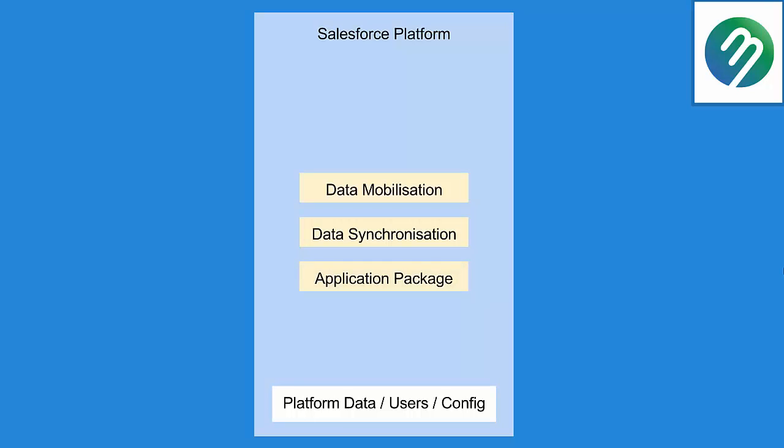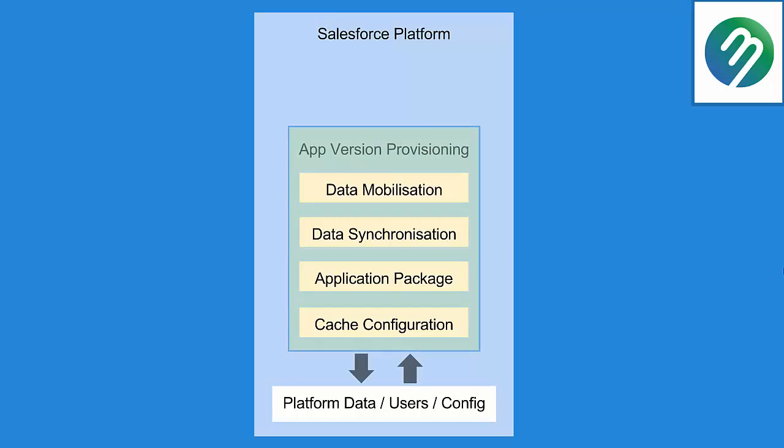Finally, we want to be able to have an application package that we can deploy to our end devices. And alongside that package, we also want to define the cache configuration to make sure that not only does the data reside offline, but also our logic and our assets. This is all wrapped up into an app provisioning record, which we can think of as a dynamic version. And that allows us to have multiple versions of our application as we move through the life cycle.